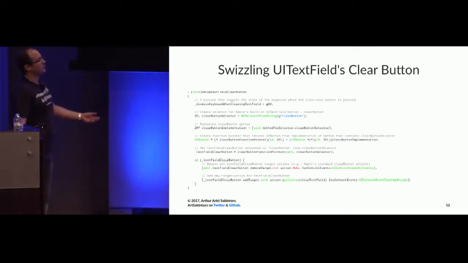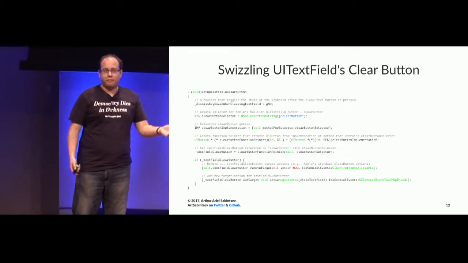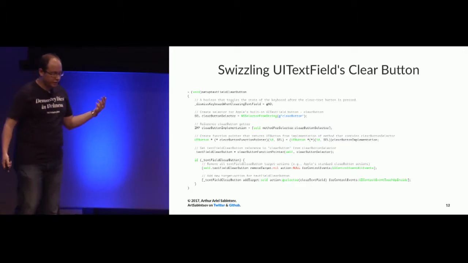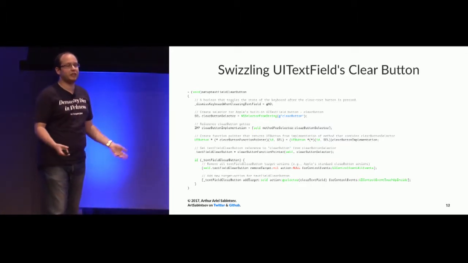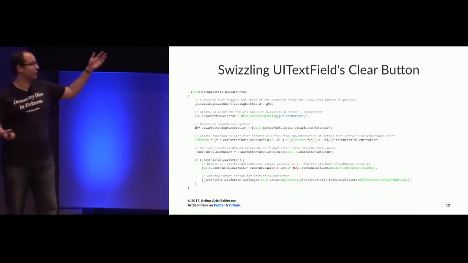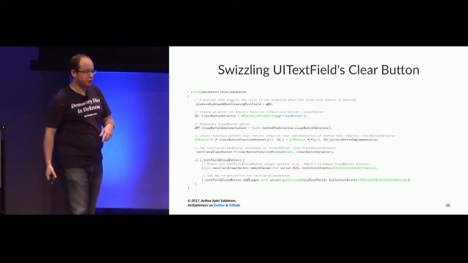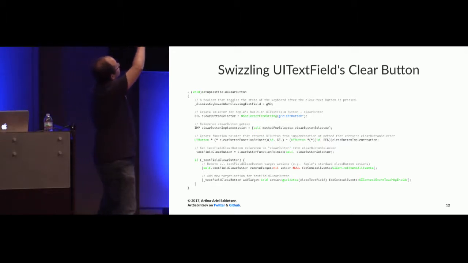Swizzling is the act of taking a method or a function or any object and changing its implementation. It's usually done to items that you don't have access to. We don't have access to certain buttons, like the clear text button in UITextField. But you can gain access to it and change its implementation, which is what I did here. So forget the dismiss keyboard line.